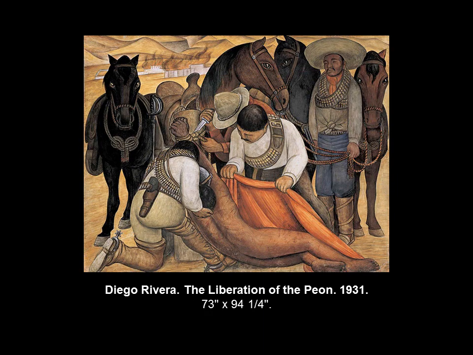This painting is by Diego Rivera. It's titled The Liberation of the Peon from 1931. We've discussed Rivera before when talking about fresco painting. He was responsible for reviving the fresco arts in the 1920s.